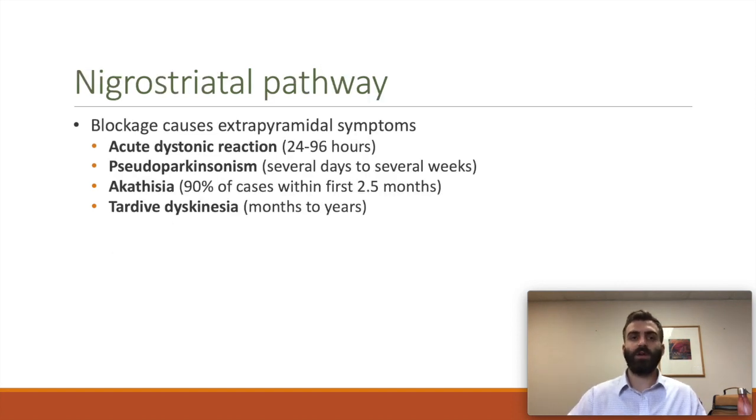Next is the nigrostriatal pathway. This is what causes the movement issues that certain antipsychotics can cause. Some of these reactions happen quickly. An acute dystonic reaction can take place within a day. Pseudoparkinsonism can take place over several days. Akathisia, which is this severe restlessness that people can develop when they're on certain antipsychotics, 90% happens within the first 2.5 months.